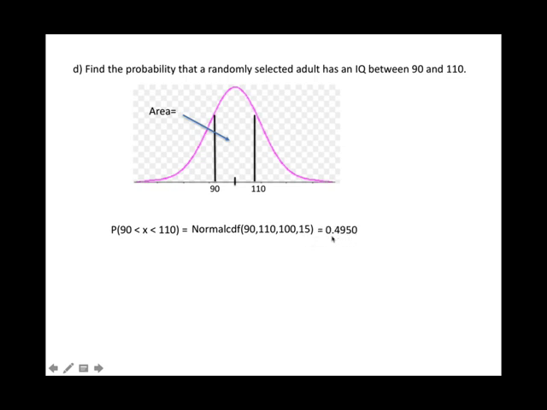So this is about 50%, and it makes sense, right? Because we found that Q1 was 90, Q3 is about 110. This is Q1, this is Q3, so the area in between should be about 50%. And this number is really close to 50% also. That's it for section 6.2.